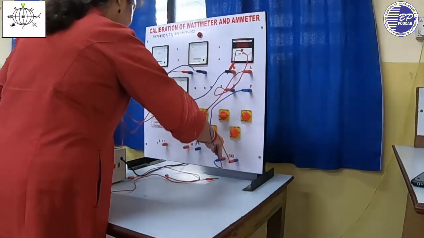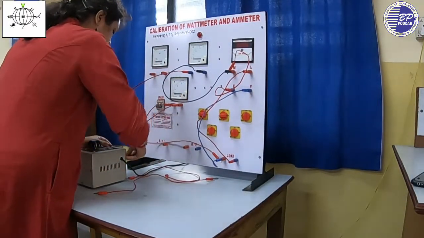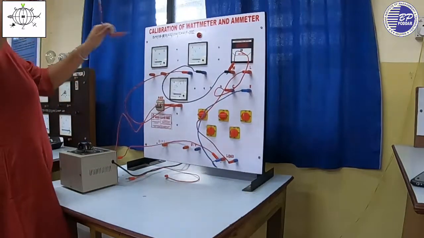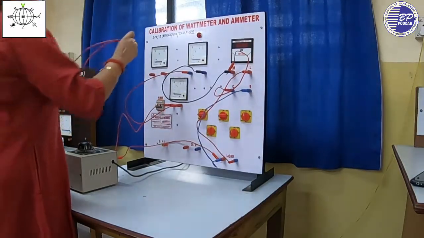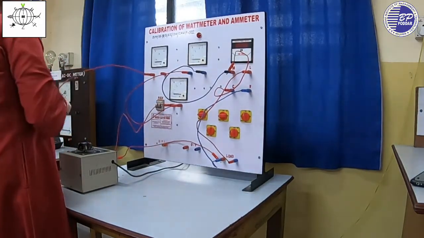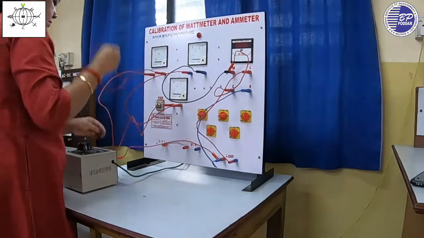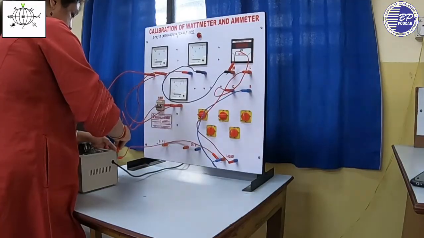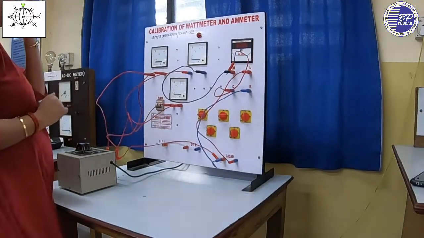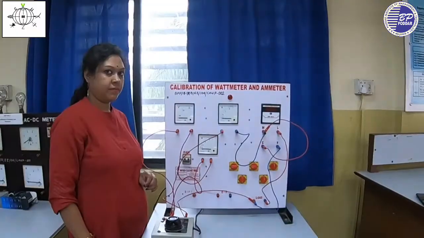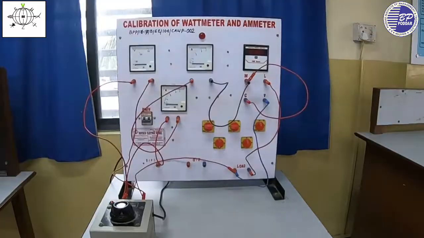Now, from the V terminal and the L terminal, we are closing the circuit, and we have to connect the voltmeter in parallel with the source. So now the circuit is complete. This is the connection of the entire circuit.